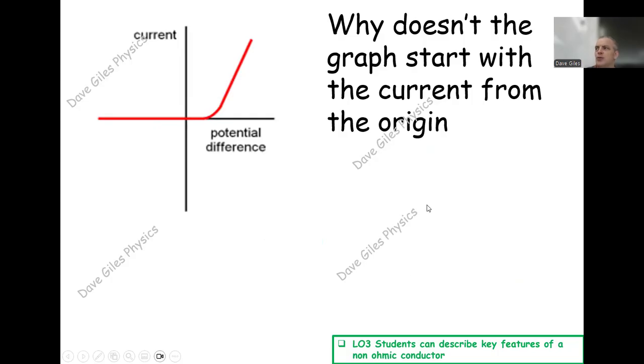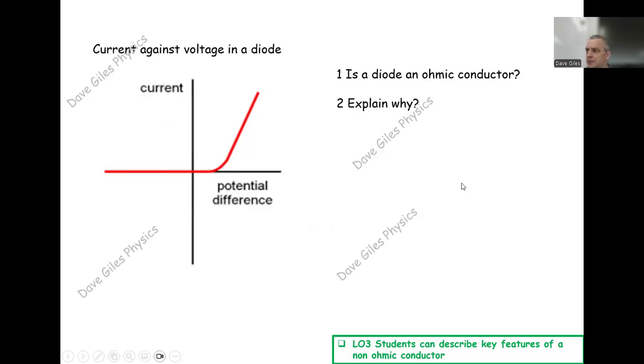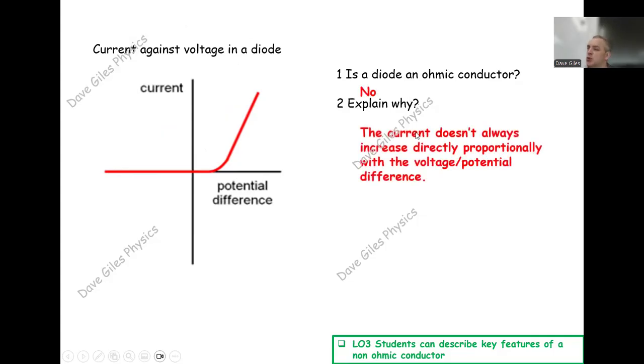So why doesn't the graph start with the current from the origin? It's like I said earlier, the diode will allow current to flow through it once it has a voltage across it of about 0.7. Again, that's a very rough figure. Once it has 0.7 volts across it, the current will start to rise. So is it an ohmic conductor? No. That's because the current doesn't always increase directly proportionally with the voltage or potential difference across it.